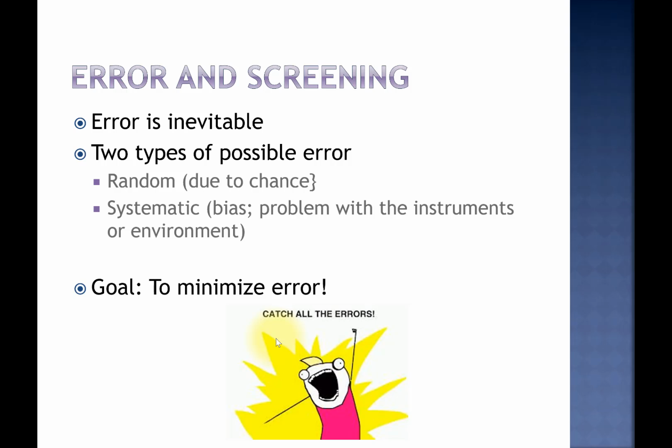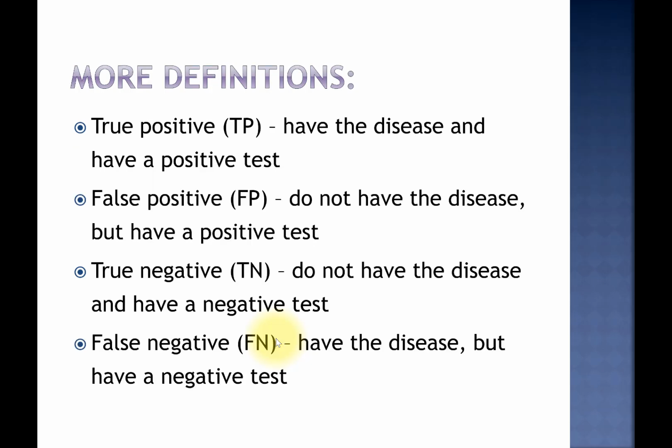Systematic error, on the other hand, can be due to many things. It can be due to bias or even instrument error. Maybe one of the machines is not well calibrated and everything is a few degrees off. Regardless, our goal should always be to minimize error. This is a very important slide, and you should become very familiar with all those terms.